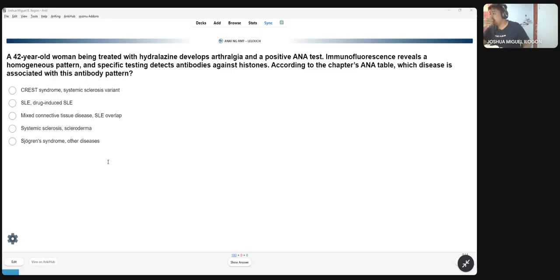Immunodeficiency, systemic sclerosis, Sjogren syndrome. So mixed connective tissue disease. Found it.